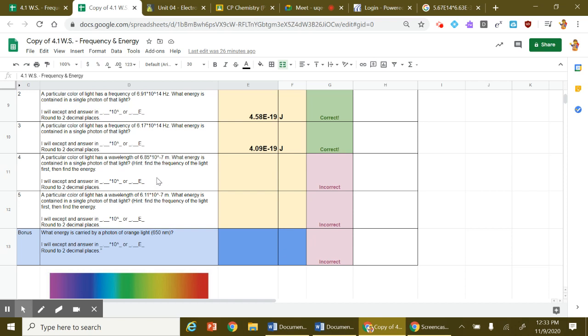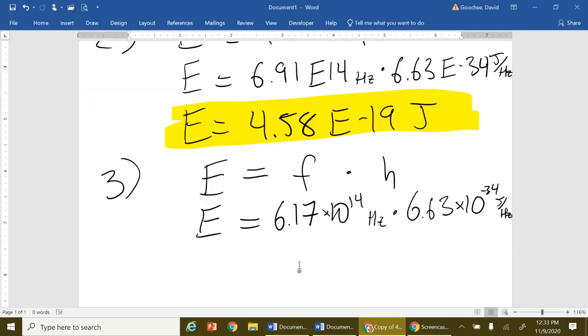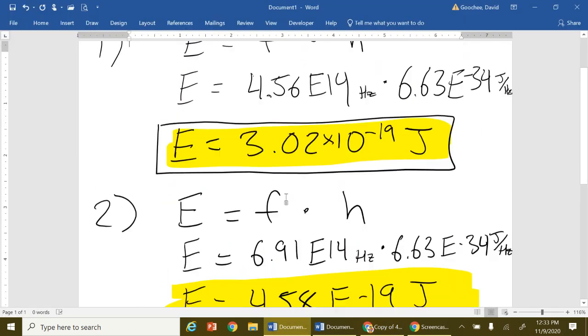Number 4: a particular color of light has a wavelength of 6.85 times 10 to the negative 7th meters. That's approximately reddish orange light. What is the energy contained in a single photon, a burst of that light energy? Well, let's take a look.